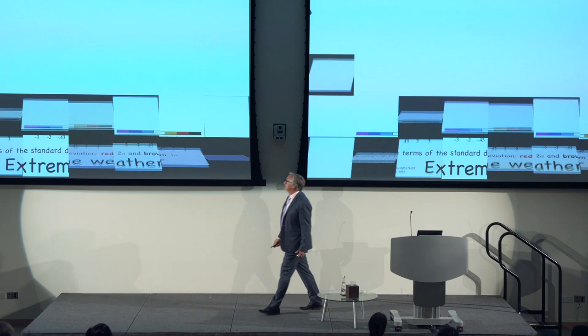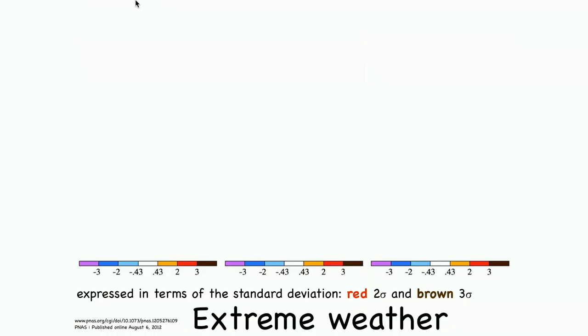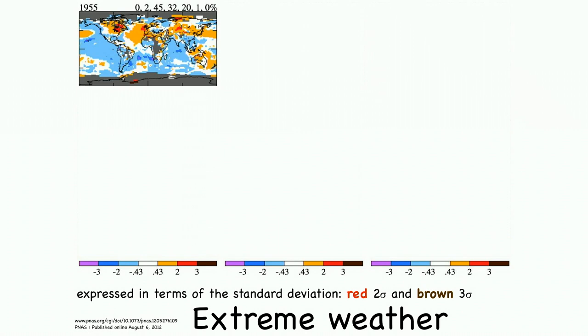What Jim and his colleagues did is they made a graph of the world. And on that graph, they plotted temperature standard deviations from the mean. The purple is minus 3 standard deviations. That's a very, very cold day compared to the average. And brown is a very warm day. So here we are. The average, remember, is century long.